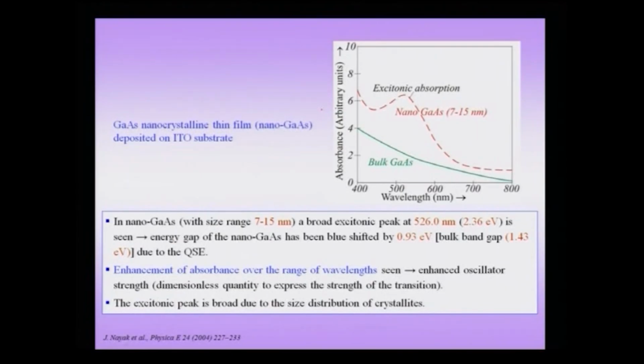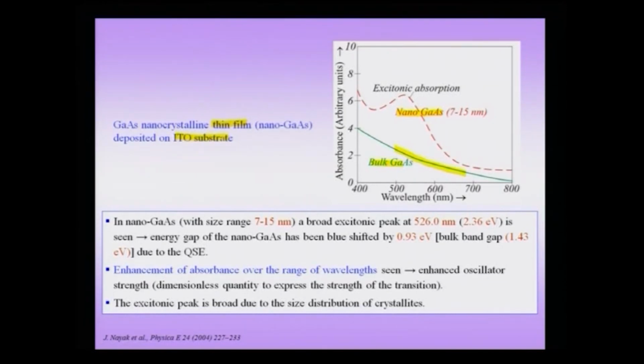Now, the signature of this increase in the band gap can be seen in this nice interesting example, wherein Nayak, Vijayalakshmi and co-workers studied bulk gallium arsenide and compared it with nanocrystalline gallium arsenide, and typically they put this nanocrystalline gallium arsenide as a thin film on an ITO substrate and studied its absorption properties.